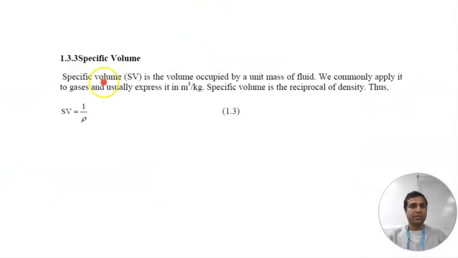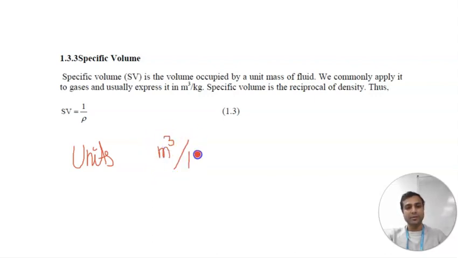Now the next one. Then we have a term called specific volume. Specific volume is 1 over the density. The units of specific volume are the opposite of density. Density was kilogram per meter cube. The unit of specific volume is meter cube per kilogram.